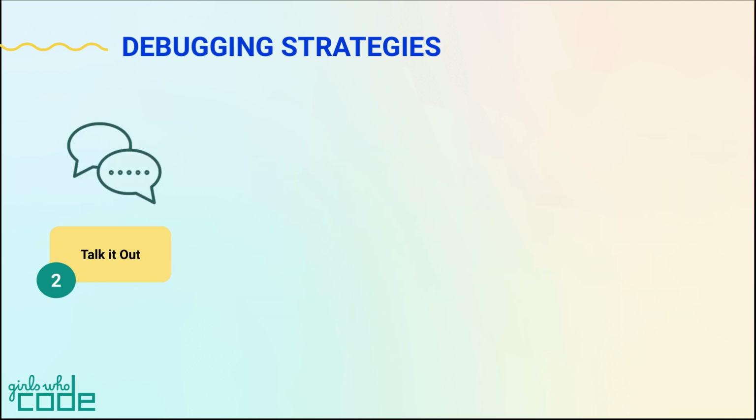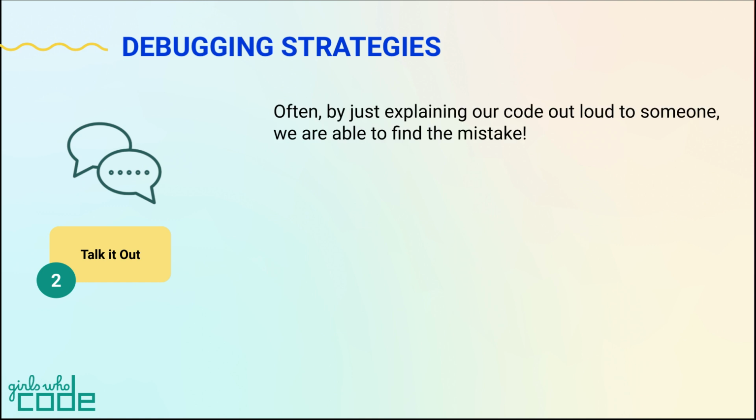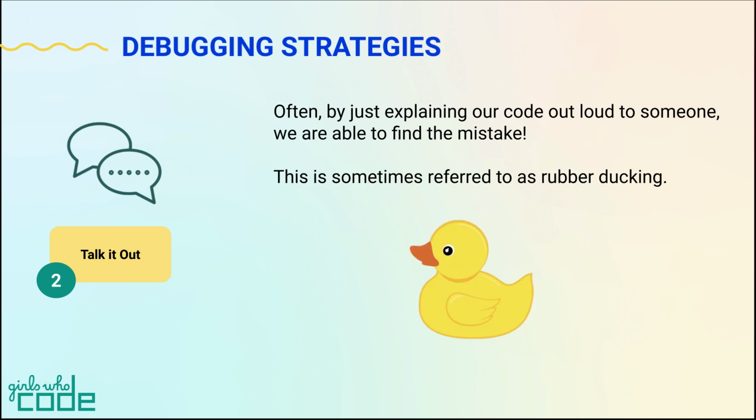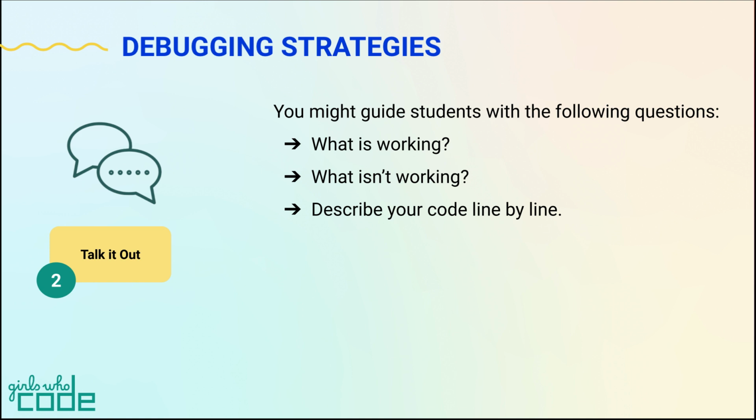The second strategy is encouraging students to talk it out. Often by just explaining our code out loud to someone, we are able to find the mistake. This strategy is sometimes referred to as rubber ducking, coined by software engineers who would explain their code to a rubber duck. In this process, you might guide students with the following questions. What is working? What isn't working? Describe your code line by line.